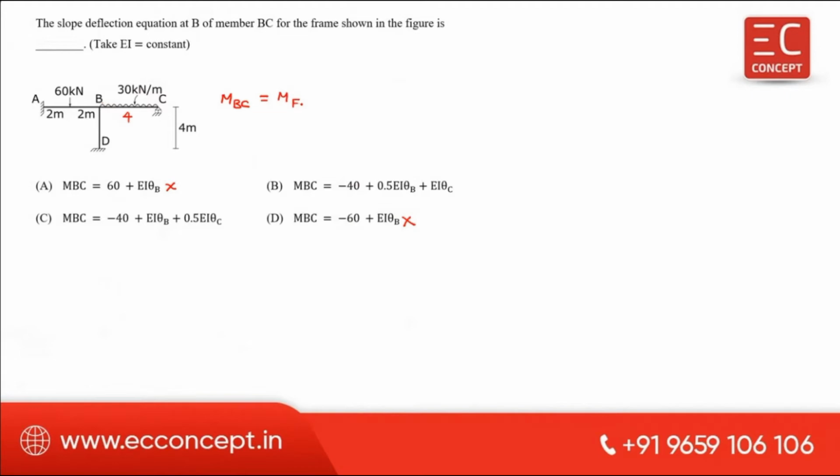Fixed end moment of BC plus the first one is 4EI by L into theta B plus 2EI by L into theta C. So if you simplify this, this is minus 40, this is plus EI into theta B plus 0.5 EI into theta C. So if you simplify this, then minus 40 plus EI theta B plus 0.5 EI theta C. So this is the answer. You got it. So this also is not correct.